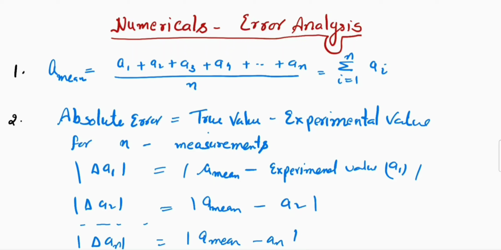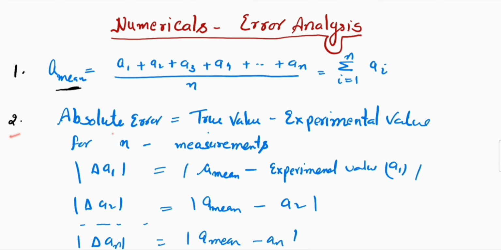Before we do numericals related to error analysis, let's revise all the formulas related to error analysis. The first one here is the A mean. If we have a number of measurements like A1, A2, A3, and so on till AN, then A mean is equal to A1 plus A2 plus A3 plus A4 up to AN, divided by N, or we can write the A mean as this also.